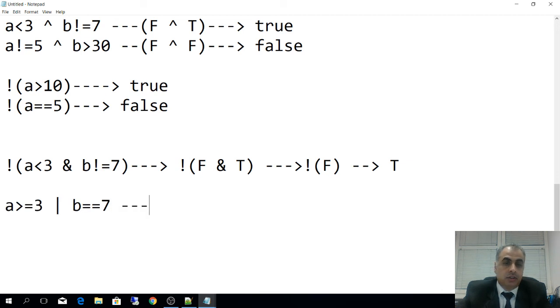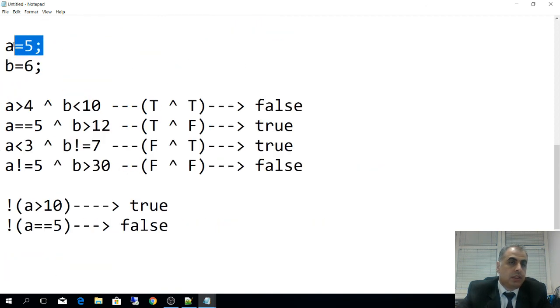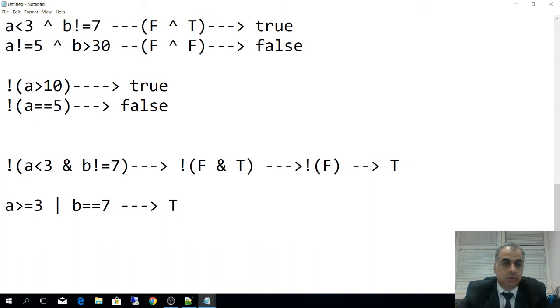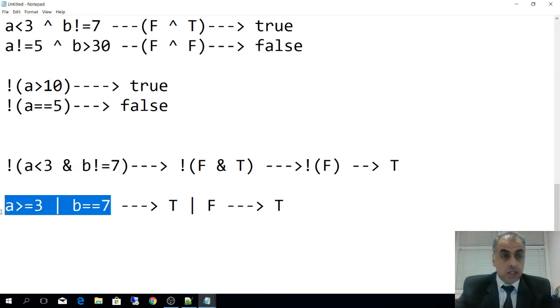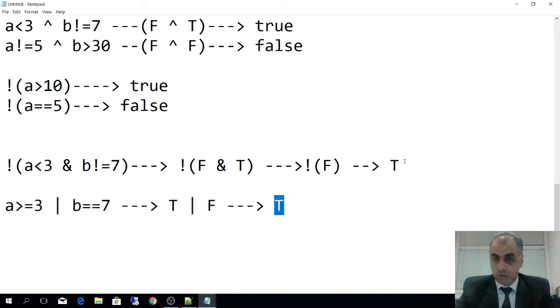Now let us carry on. Is A greater than or equal to 3? Yes, of course. So the result is true. Or is B equal to 7? Of course not. It is 6. Then the result is true or false. The result is true. As you see here, this true is equal to this true. So the result of this operation is equal to the result of the other operation, true all the time.